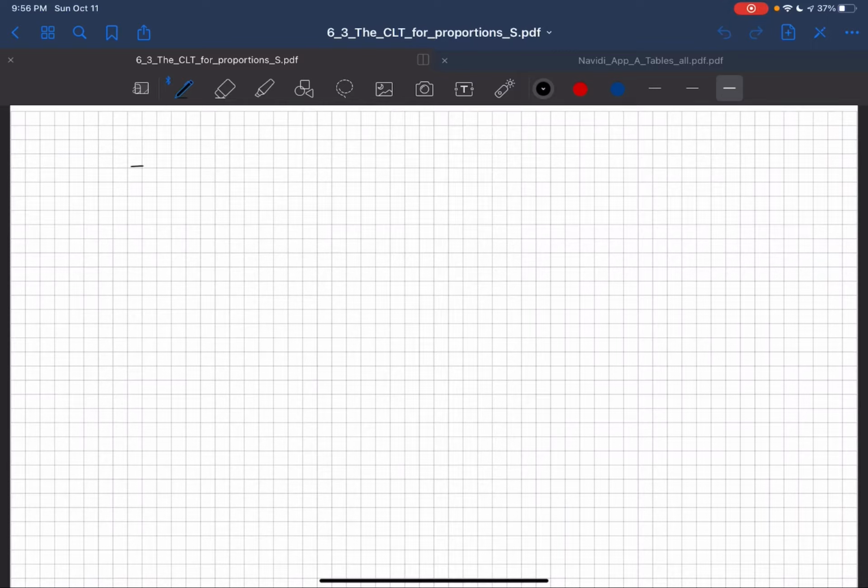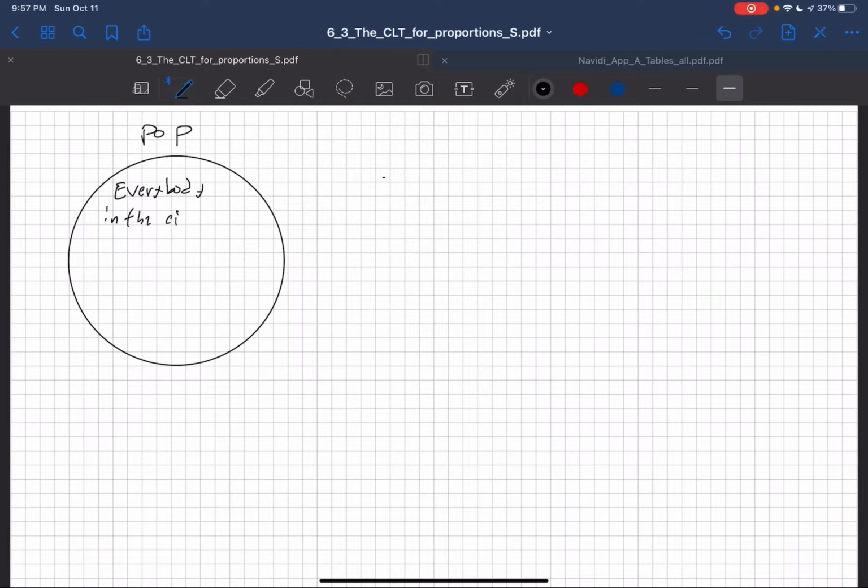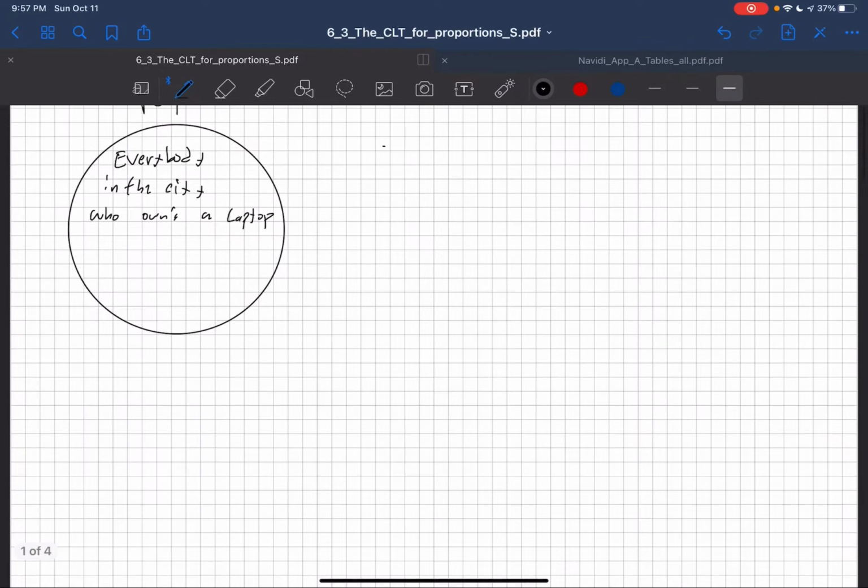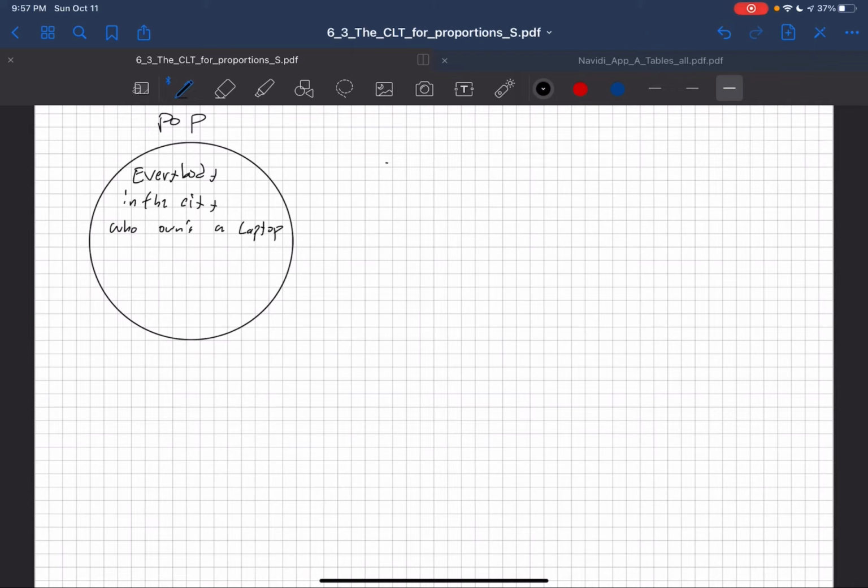Well, let's consider our population. So let's say this is our population, and let's say we have everybody in the city who owns a laptop. So let's say there's a retailer who wants to know this information. They want to know what is the proportion of, or how many people in her city own a laptop. Like, what is the proportion? Well, it's kind of impossible to survey every single person in her city, whether or not they have a laptop.